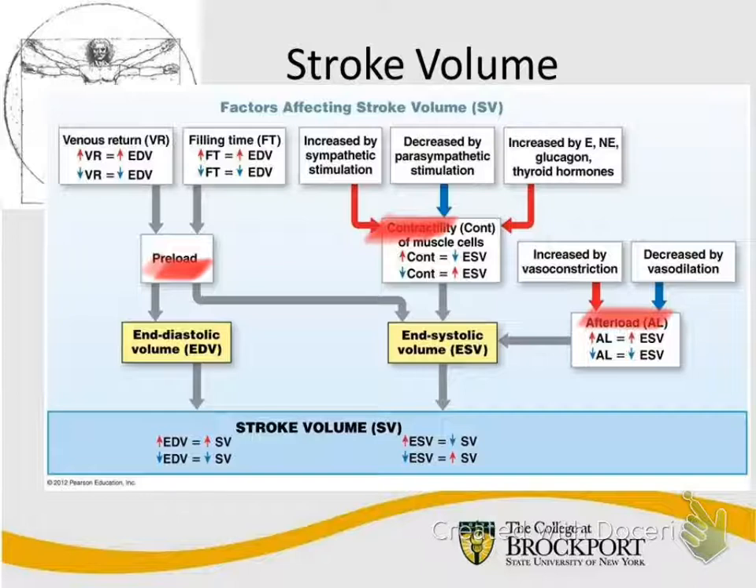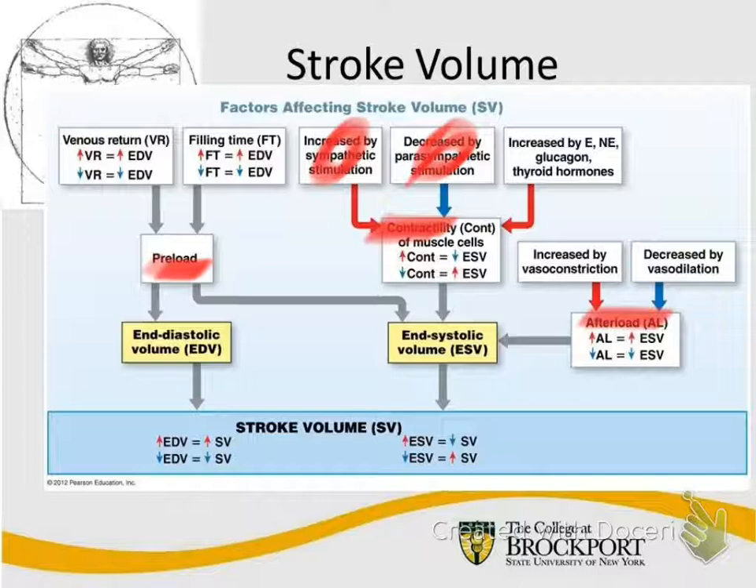The second thing we need to consider is contractility, or how vigorously a cardiac myocyte contracts for a given preload. So if preload does not change, if venous return does not change, and if end diastolic volume does not change, we can change the strength of contraction of a heart cell, of a cardiac myocyte, by chemicals. And I'm talking about neurotransmitters. Those are norepinephrine or epinephrine, released by the sympathetic nervous system. Contractility can be decreased by acetylcholine, which is released by the parasympathetic nervous system.